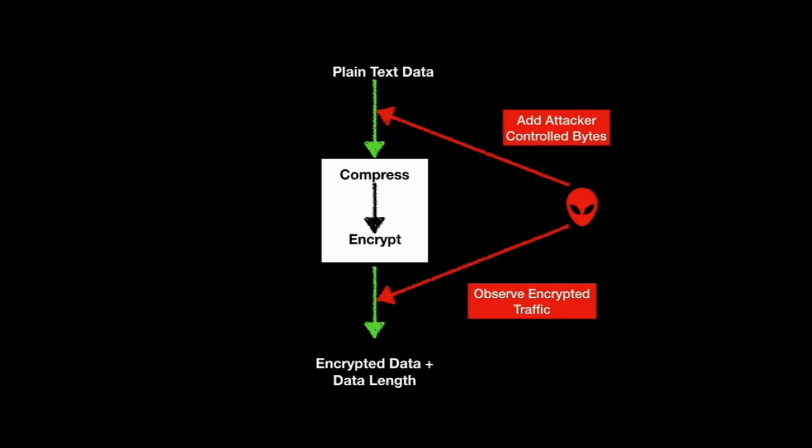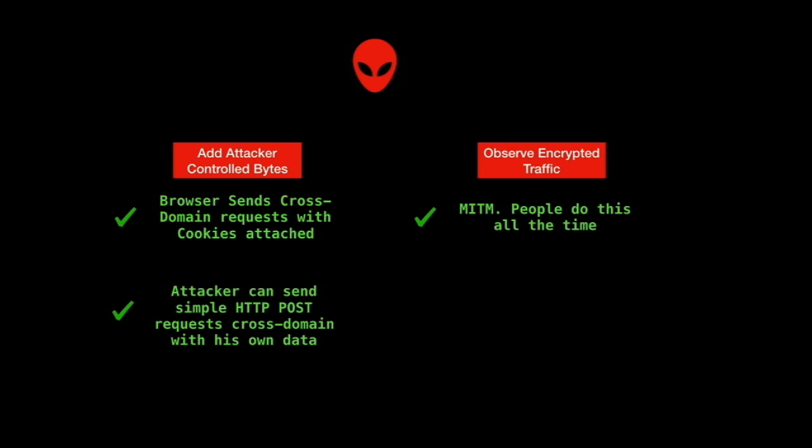I'll go to that. So to do that, you need certain properties to do these two things in a real-world browser. The observing encrypted traffic part is quite easy. It's happening all the time. Your ISP or government, or if you're on Wi-Fi in the same network, you can observe traffic of others. MITM is straightforward.